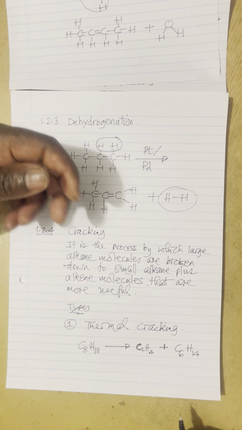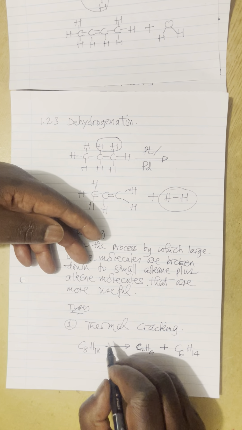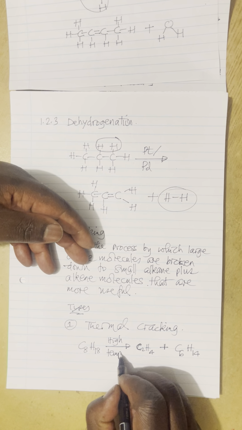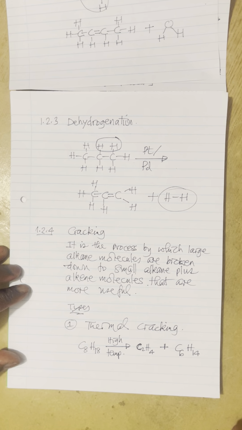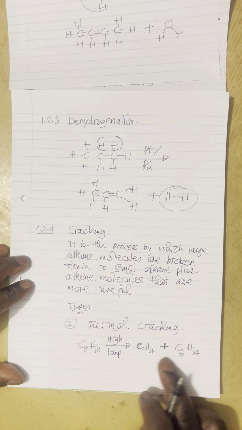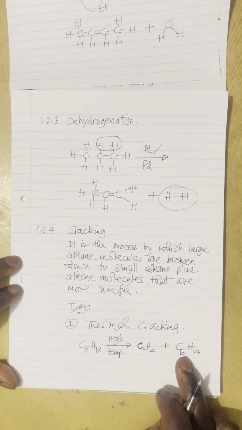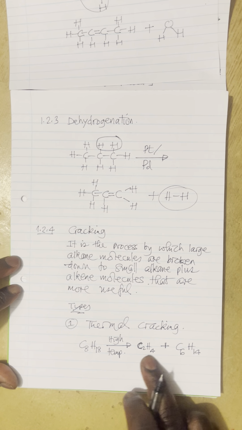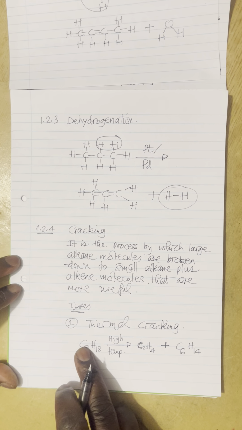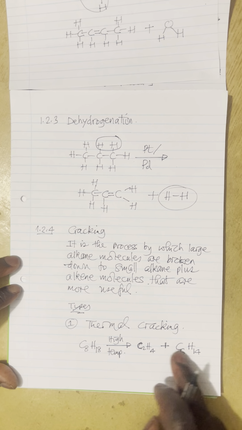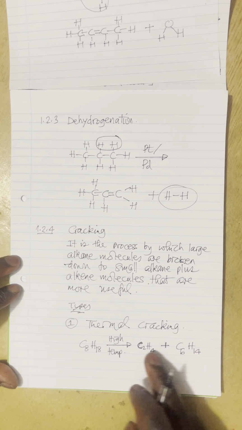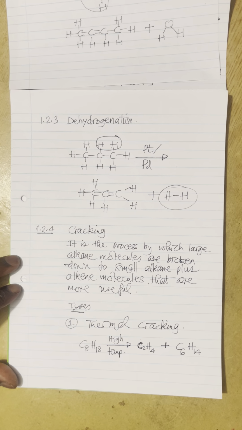So the condition here, because of thermocracking, I'm going to say high temperature. Whenever you see high temperature, you know it's thermocracking. So if they've given me these two, I can work backwards by adding the subscripts. So 2 plus 6 is 8, 14 plus 4 is 18. So it doesn't matter where you come from. They can hide this one and give you these two, or hide this one and give you the others, and you can work it out. So just take note of that.